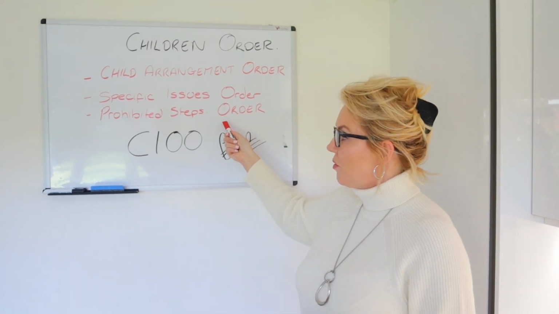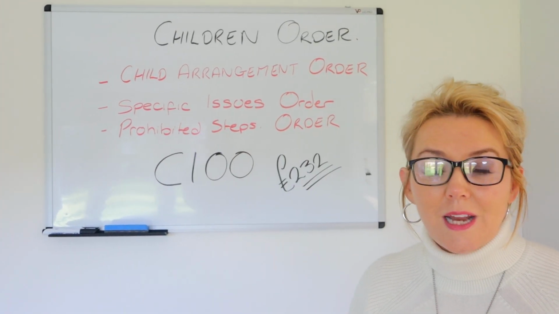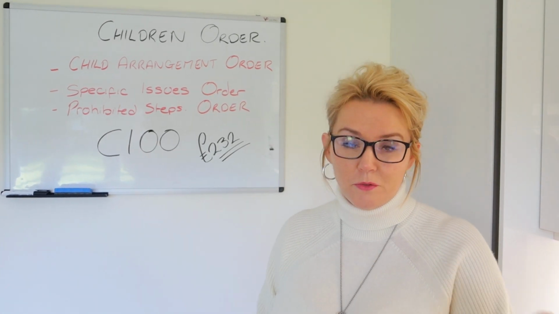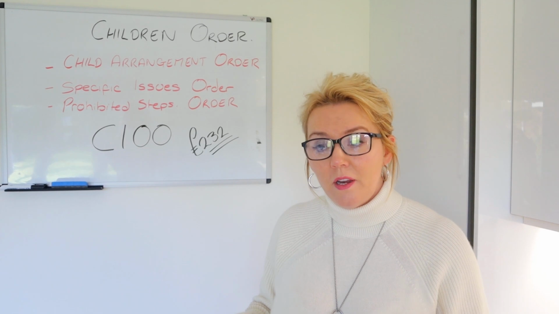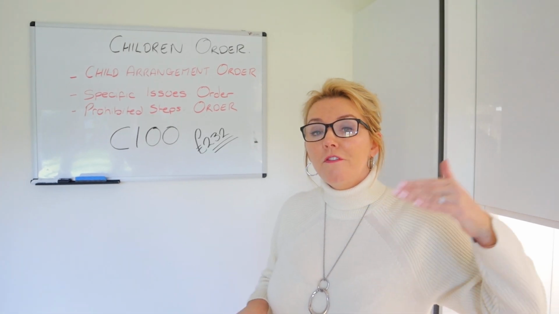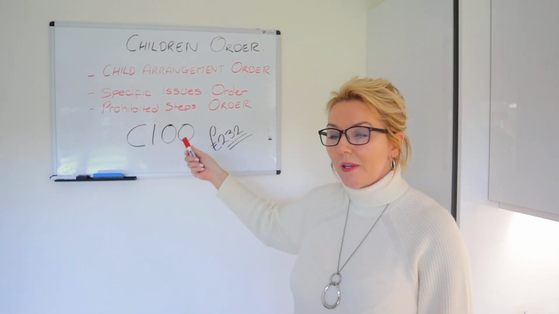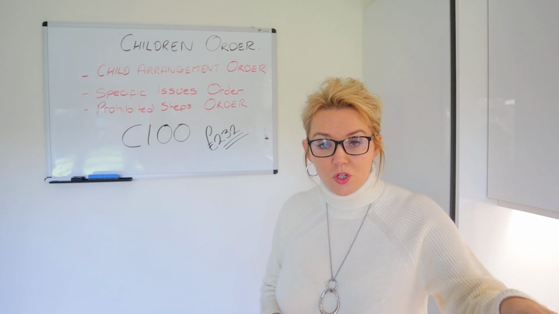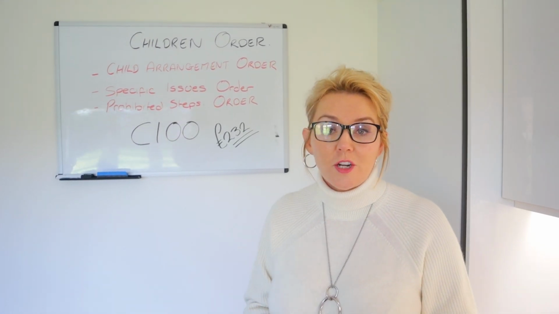The other children's order that you can ask the court for on a C100 form is the prohibited steps order. And what that will do is stop a parent from doing something. So going back to my follower who asked me the question, had he found out before mum left that she was going to go, he could have made an application for a prohibited steps order stopping mum from taking the children away until such time as they'd agreed a child arrangements order.